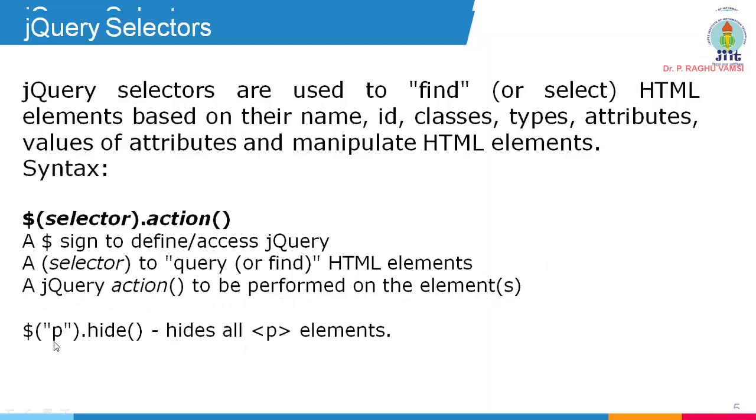For example, I want to hide a paragraph. So dollar paragraph, that is P, because paragraphs always start with the tag called P, dot hide. Whenever this line is executed, it hides all paragraph elements in the HTML file. So this is the way you will perform the action.